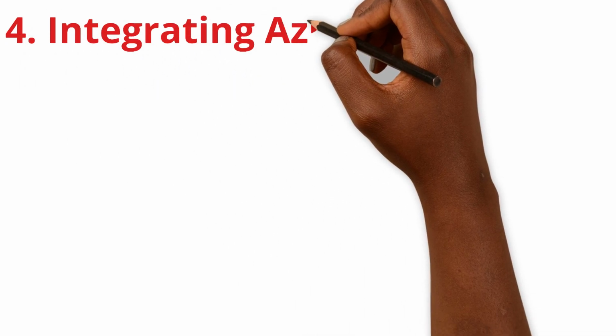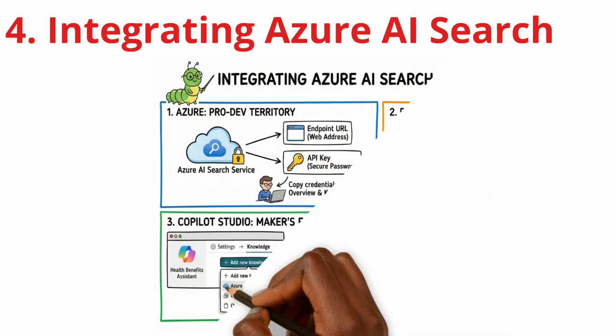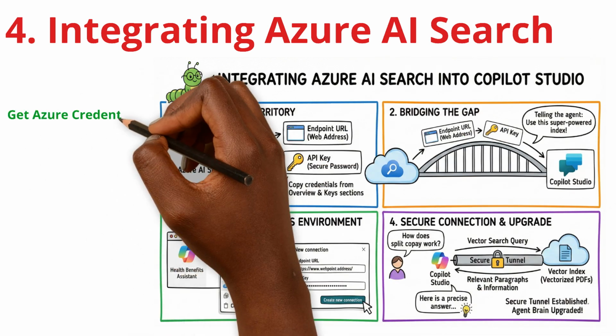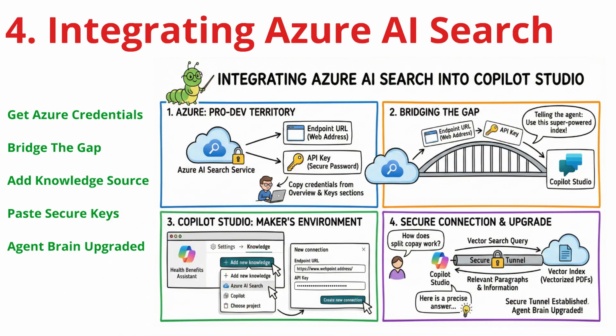Up until now, the heavy lifting happened in Azure, the professional developer's territory. To bridge the gap back to the low-code environment of Copilot Studio, we must tell the agent to use our new super-powered index as its source of truth. To secure this connection, an administrator first copies two vital pieces of information from the Azure portal: the endpoint URL, which is the web address, and the API key, which acts as the secure password.